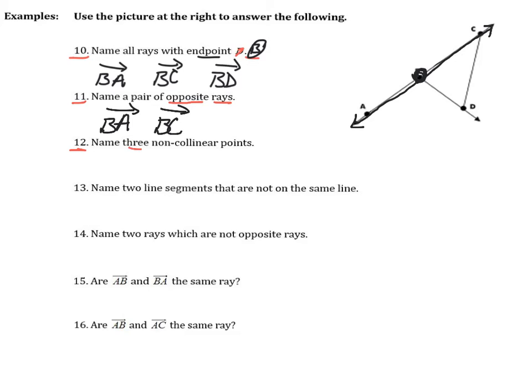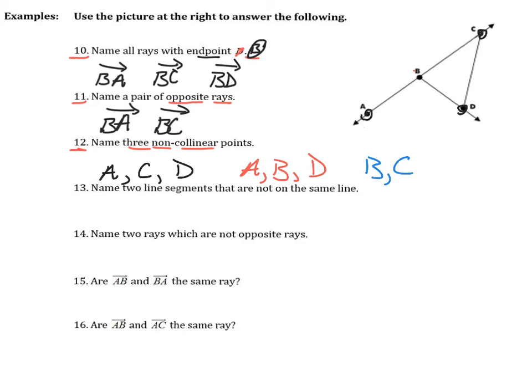For 12, 3 non-collinear points. So in this case, I'm looking for points that are not on the same line. Well, obviously I don't want to use A, B, and C because those are clearly collinear. They lie on the same line. So how about A, C, and D. Those 3 points together, I cannot draw one straight line that's going to go through the three of them. All right, obviously another option would be A, B, and D, you could say. Or you could go with B, C, and D. All of those would work.